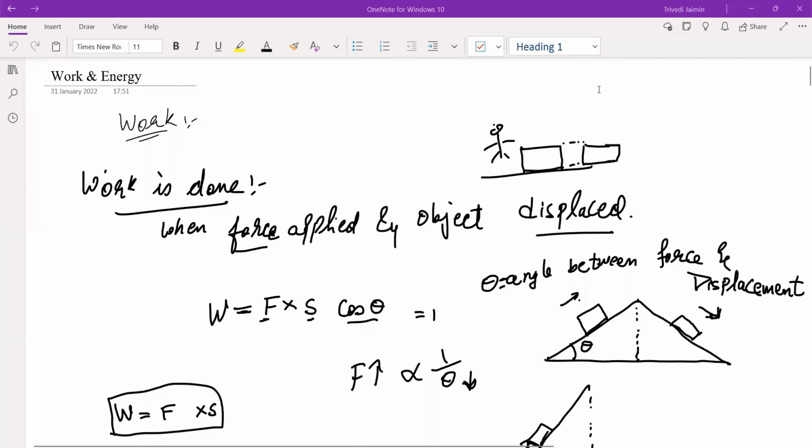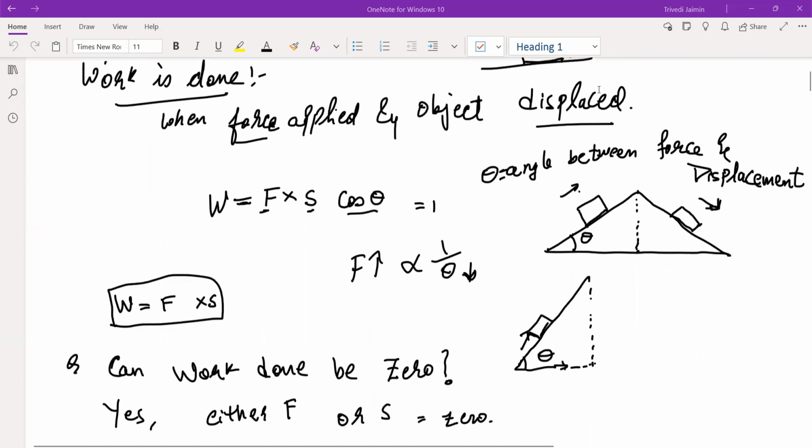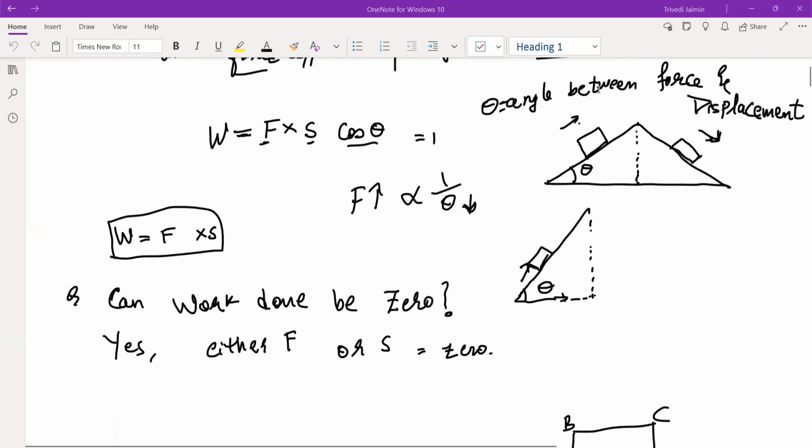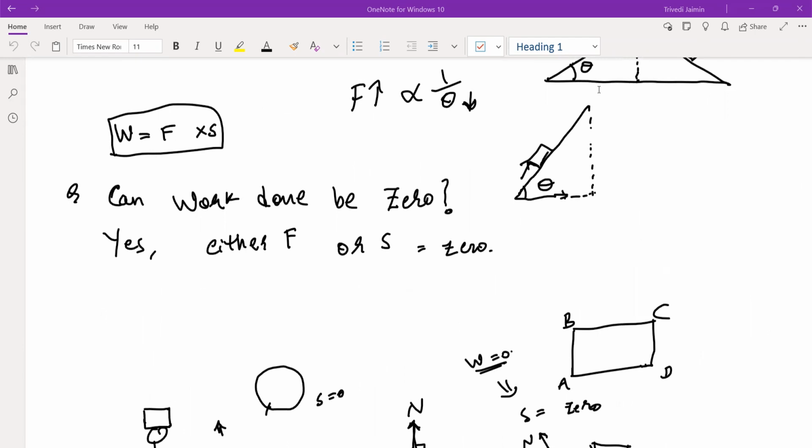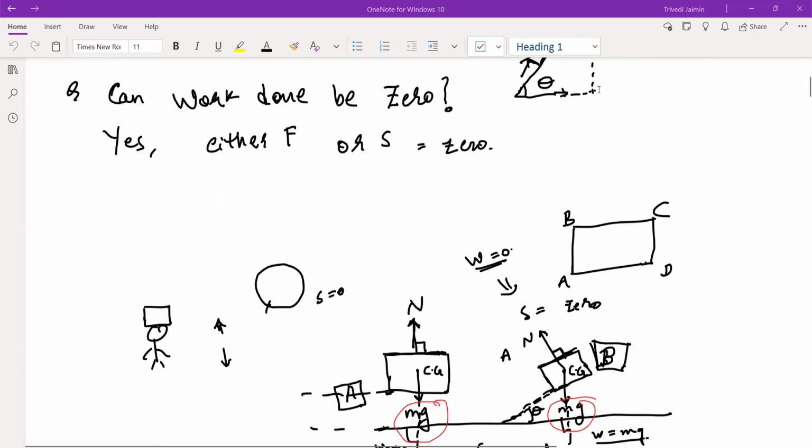What are the things we saw in work? What is work done? When a force is applied and the object is displaced. And what's the formula for work done? Force into displacement. Right? Yes.